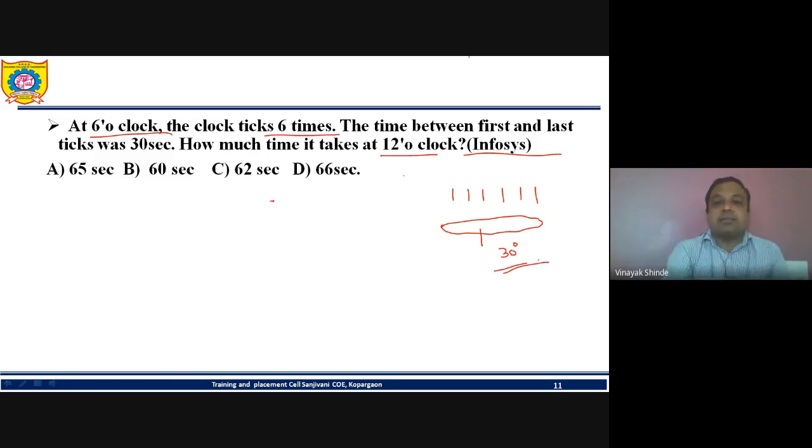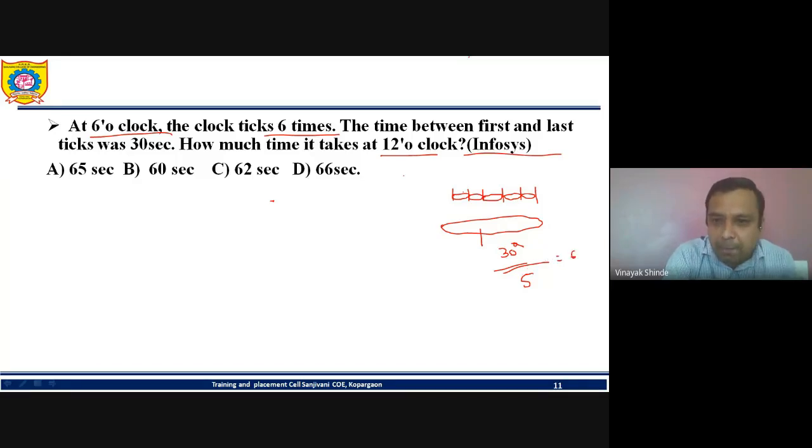So when it is 12 o'clock, obviously 12 ticks will be there. What we need to find out is how much time is required for one interval. These are the intervals. So how many intervals are there? 1, 2, 3, 4, 5. 5 intervals are there, right? So for 5 intervals, 30 seconds is given to you. 30 divided by 5 is 6.